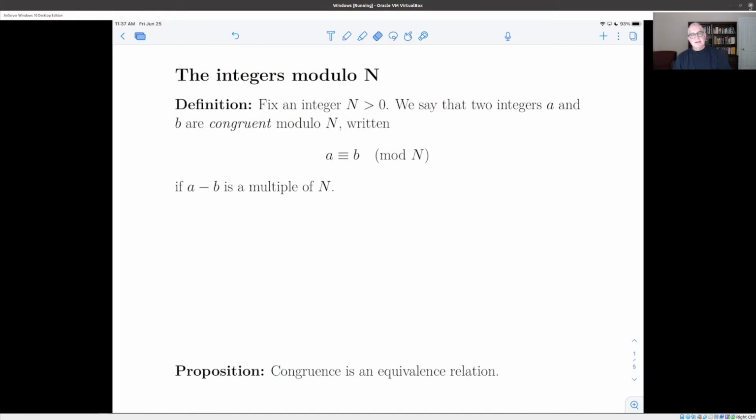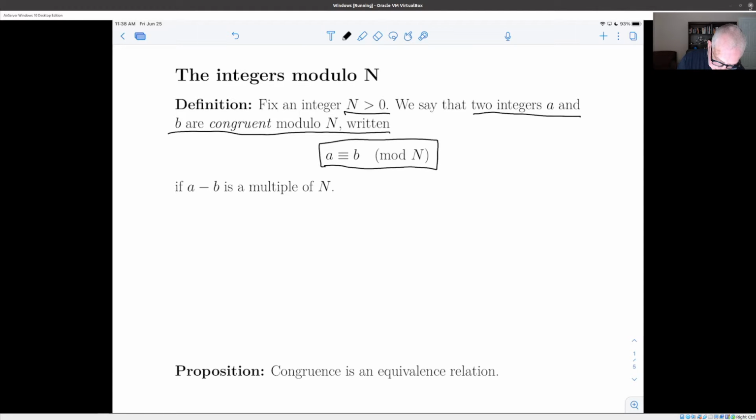So let's give a brief refresher about the integers mod n, and then take a look at them from the point of view that we'll be taking in this course. So to start, we fix an integer n, which is bigger than 0, and we introduce a relation on the set of integers. We say that two integers a and b are congruent modulo n, and we write that with this a congruent to b mod n notation, if their difference, if a minus b is a multiple of n.